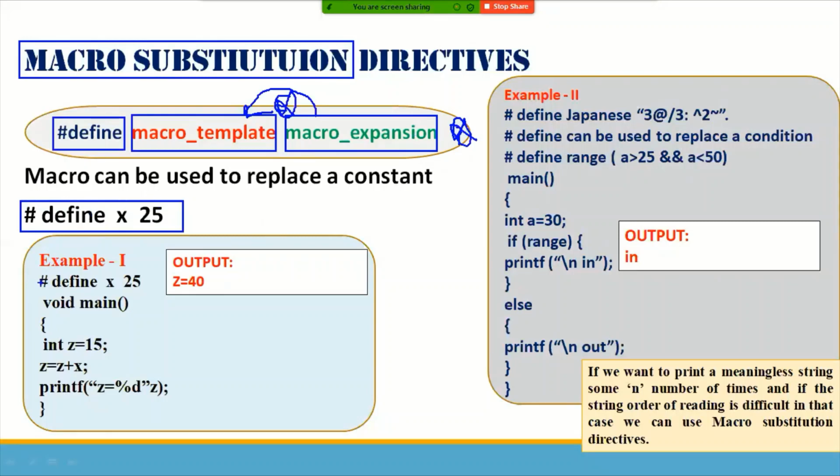Now this is an example program. Here one macro is defined, x with value 25, and an integer local variable z is 15. So z = z + x. What is the value of z? z is 15, and x is 25. That value will be substituted at this place, because this is a symbol and its value.